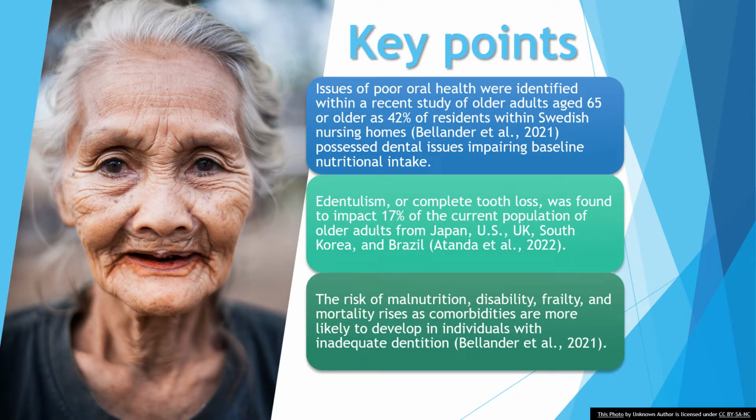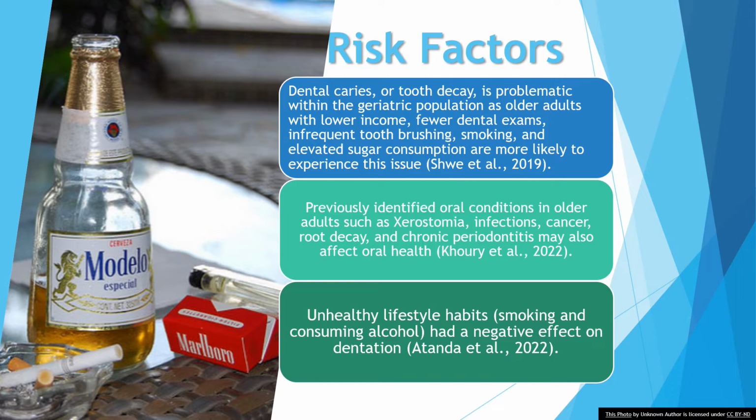Data supports the effect of poor oral health with a study in a Swedish nursing home showing that 42% of adults 65 years old or older had dental issues that affected their nutritional intake. That's nearly half of the adults in the facility at risk for malnutrition and weight loss. Those with lower income levels are at an increased risk due to fewer dental exams, poor oral hygiene, smoking, and even increased sugar intake. A multinational study concluded that 17% of older adults were edentulous, increasing the risk of malnutrition, disability, frailty, and mortality.